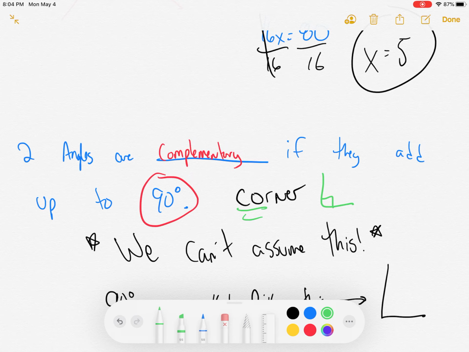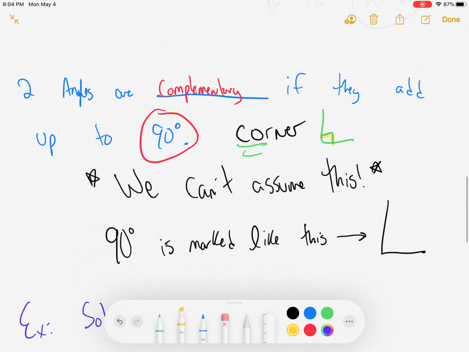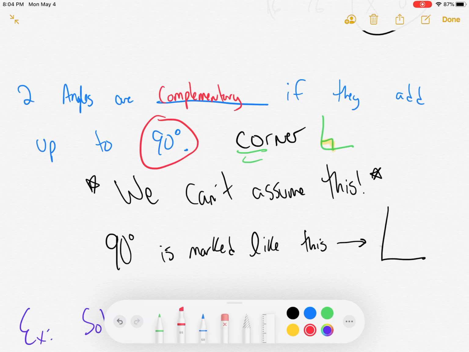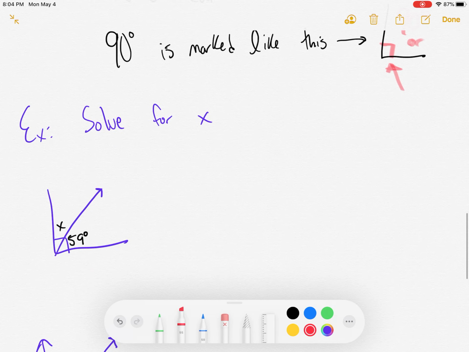Now, if you noticed, I just put this little mark down on the thing. So we can't assume a 90 degree angle. We can only say, hey, these two things are 90 degrees if it has this mark on it in the corner. So an angle is only 90 degrees if it says 90 degrees or if it has that right angle marker on it. So for example, it says solve for x.